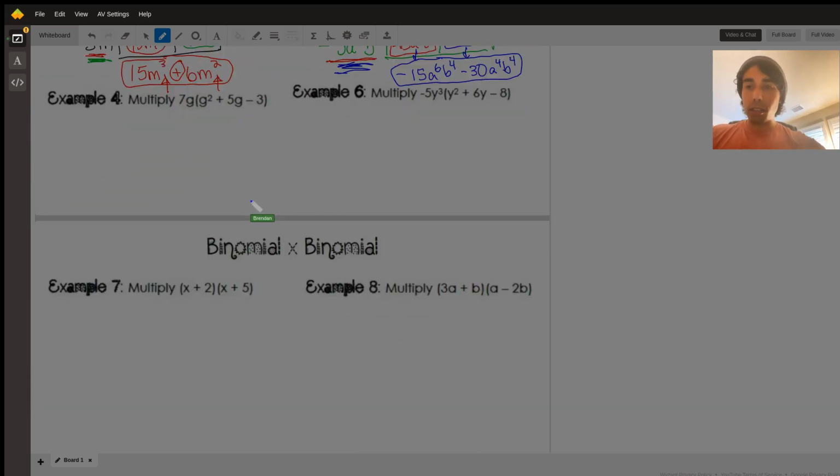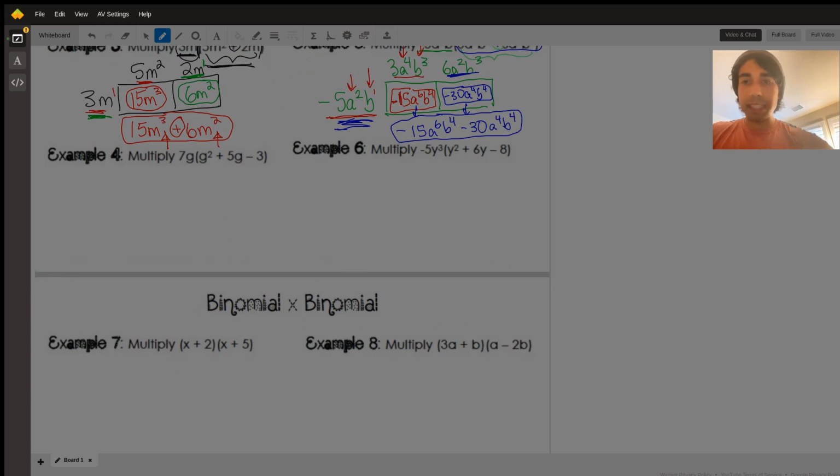All right, I'll do one more just so we have an example of what if we have a trinomial. Okay, let's do one more. Example number 4 right here. So if we've got 7g, that's going to be our columns. Then for our rows, we're going to have, instead of 2 rows, 3 rows, right? Because this time there's 3 terms. 3 things being added or subtracted together within those parentheses.